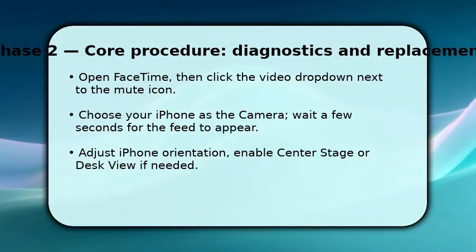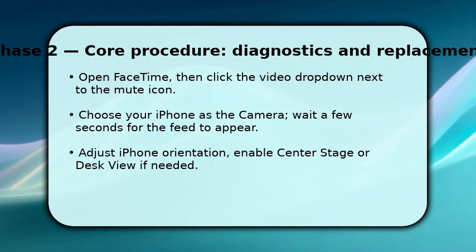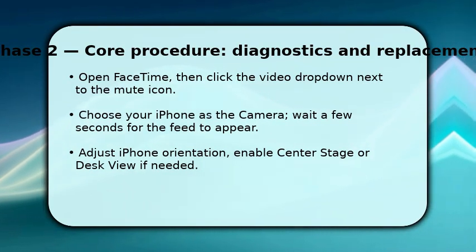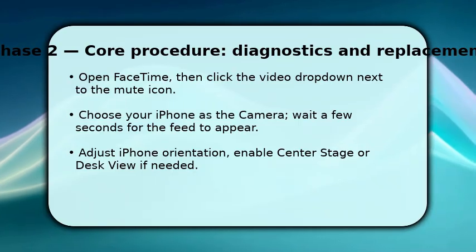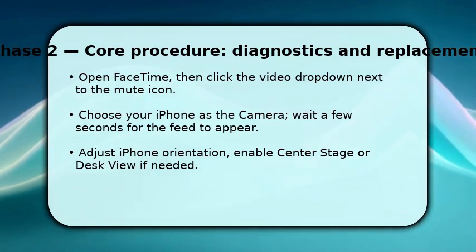Once the FaceTime window is open, click the camera drop-down near the mute button and select your iPhone. You'll see the video feed in a few seconds. Make sure the iPhone screen is unlocked and the camera app isn't actively blocking the feed.